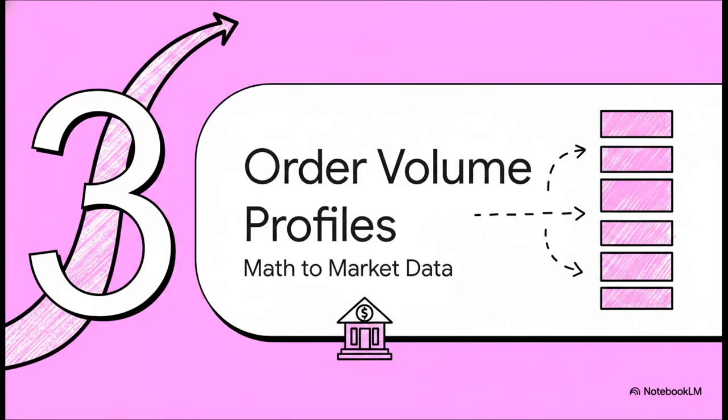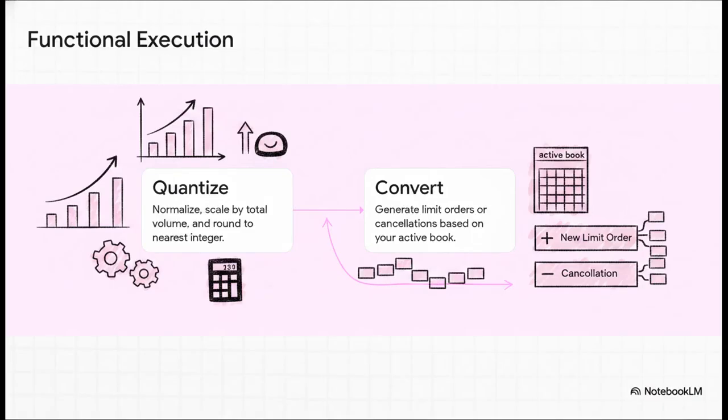Section 3. Optimizing order volume profiles. So the really crucial point here is understanding how to actually translate this continuous mathematical concept into live, discrete order book data. Because obviously you can't just send a continuous curve to an exchange. Here is the functional execution phase. Step 1 is quantization. You evaluate that beta function at specific price levels, normalize it to 1, scale it by the total volume you want to deploy, and then just round it to the nearest integer.